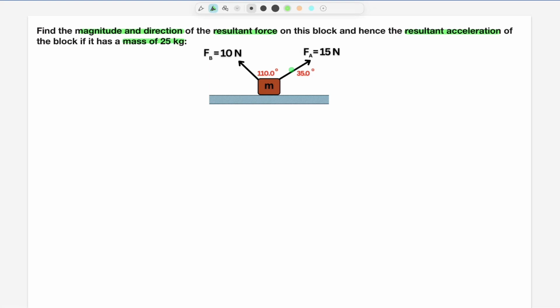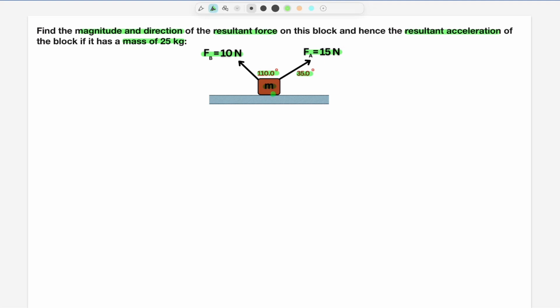In this problem we are given two forces, Fa equals 15 newtons and Fb equals 10 newtons, and both are concurrently acting on this block of mass m. However, each force is acting on this block at an angle such that Fa is acting at an angle of 35 degrees to the horizontal, whilst Fb acts at an angle of 110 degrees to the horizontal. So this is a concurrent force problem.